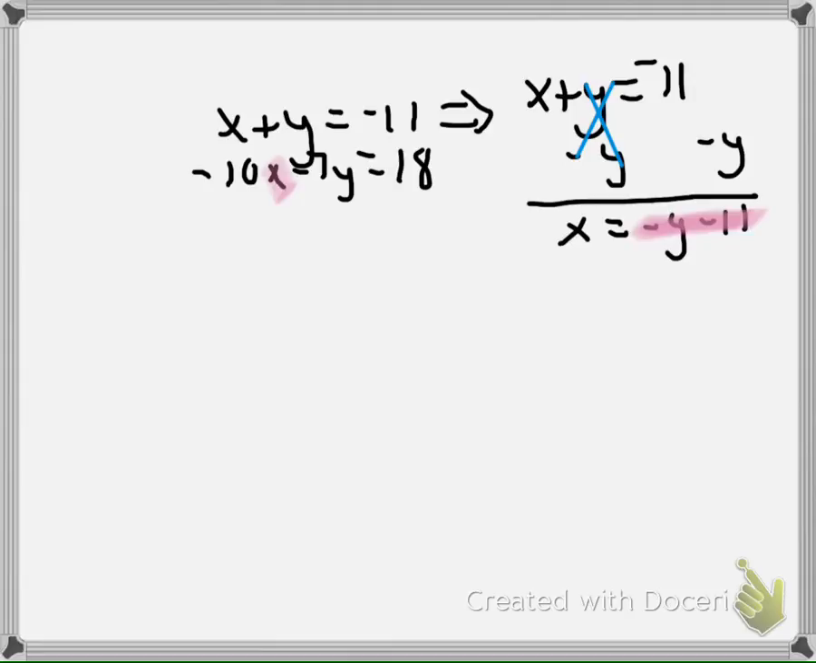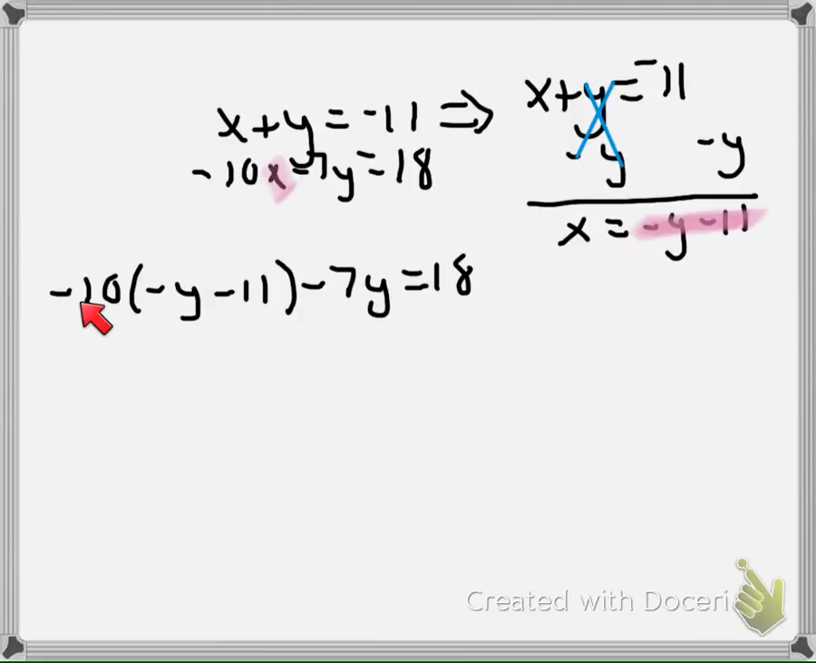And here I go. So I'm going to go negative 10 times, and if you're having any troubles with these and messing up, I really suggest this highlighting because it helps you make sure you're putting things where they belong. So it's going to be negative 10 times negative y minus 11. And then I have to finish writing this part. Negative 7y equals 18.